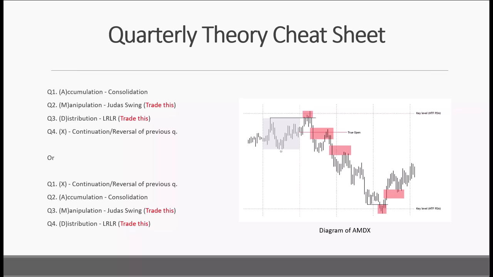The fourth phase is X, which can either continue the established range of the cycle or reverse. In regards to this example, the fourth quarter is a reversal. As you can see, price reverses at higher time frame PDAs or key levels. Liquidity is induced when price breaches old highs and old lows while trading into key levels.